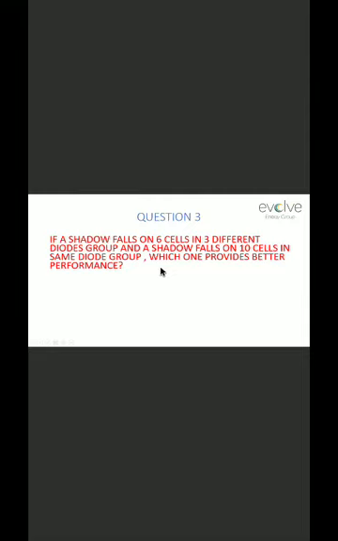Okay, there's a small question. If a shadow falls on 6 cells in 3 different diode groups, this is one scenario. And the shadow falls on 10 cells in the same diode group, which one provides better performance? Yes, we discussed this just 2 slides before. What are your answers? Please give a quick answer.